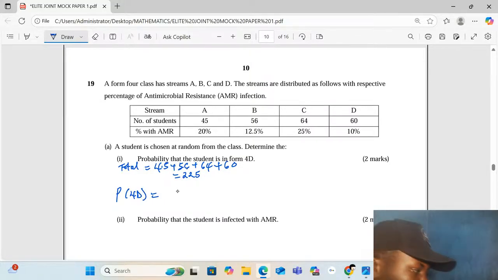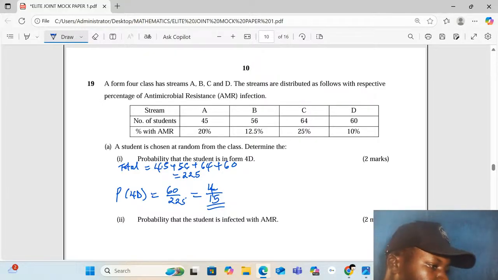Now, find the probability that the student will be in Form 4D. Form 4D, we have how many students? 60 students. Out of the total, which is now 225. Now, the probability will be equal, when you simplify, you get 4 over 15. Now, this is the probability that the student will be in Form 4D.